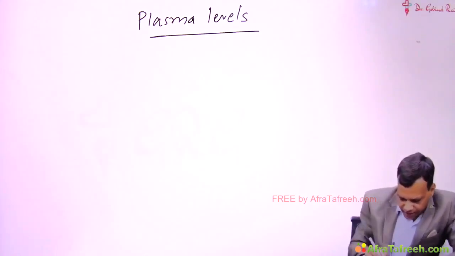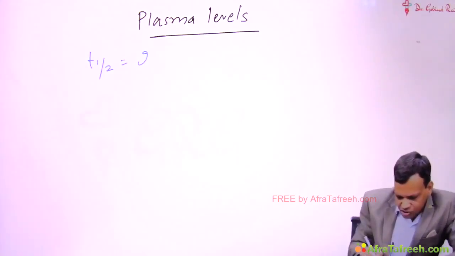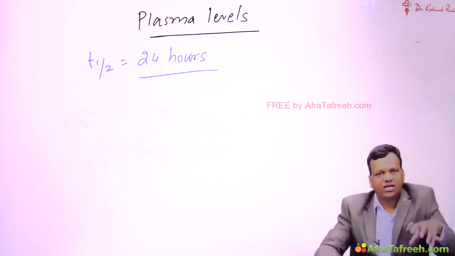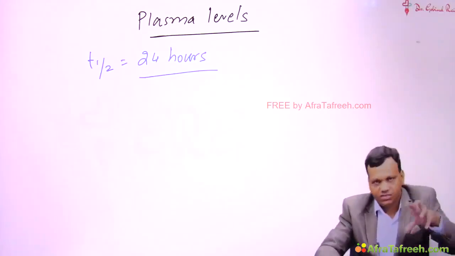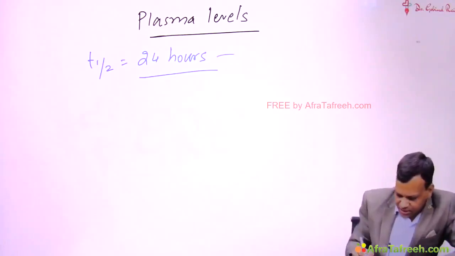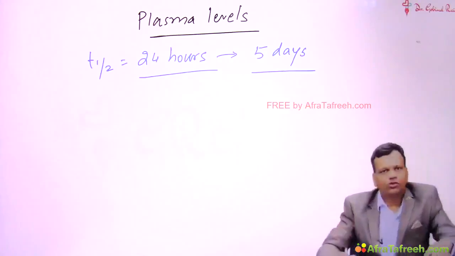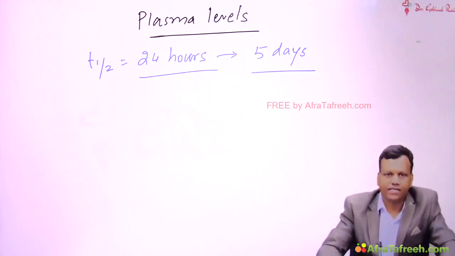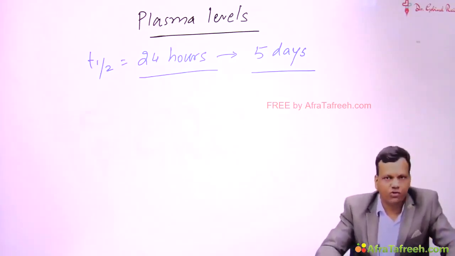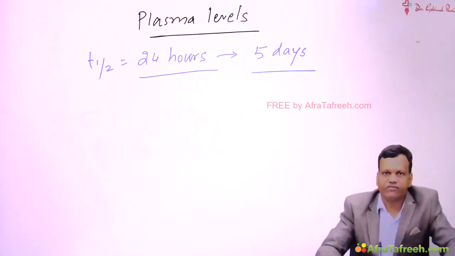We discussed already the half-life of lithium is 24 hours, 1 day. And we know the steady state concentration of a drug is achieved in how many half-lives? Yes, 5 half-lives. So lithium steady state will be achieved in 5 days. So we should monitor the plasma level of lithium after 5 days of starting the therapy, or whenever we change the dose of lithium, we have to monitor after 5 days.